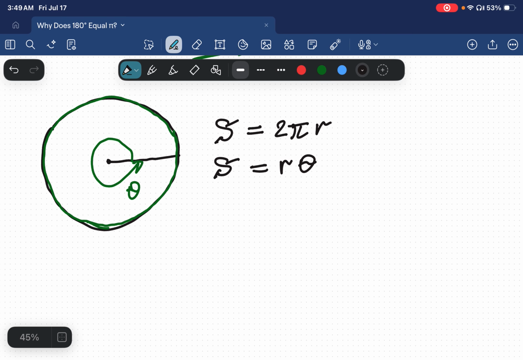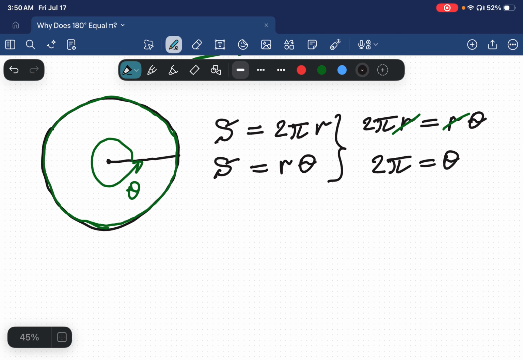And now we can just set them equal. And we will get 2 pi r equals r theta. Because we have a circle with non-zero radius, we can divide both sides by r. And they will cancel. And we are left with 2 pi equals theta. But remember that theta is the full revolution of that circle, so 360 degrees.